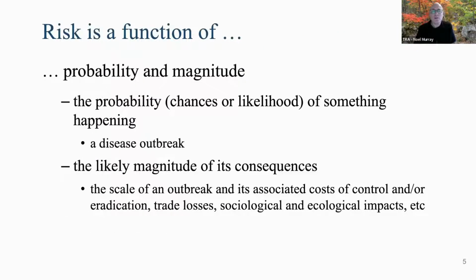So essentially, risk is a function of both probability and magnitude. So probability, also think of that in terms of expressing it as chances or likelihood of something happening, such as a disease outbreak. And then what is the likely magnitude of the consequences? And that could be the scale of an outbreak and the associated costs of control and/or eradication. We can also think about trade losses. There may be sociological and ecological impacts, etc.